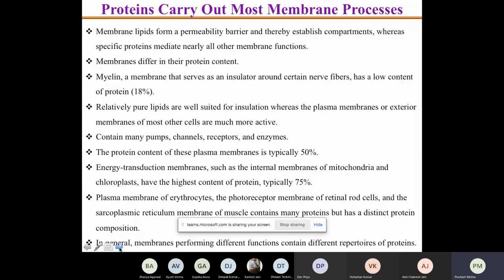So far we have talked about the structure and function of the lipid. Now let us talk about the function and the structure of the proteins. The membrane lipids form the permeability barrier, and thereby they establish a compartment, whereas specific proteins mediate nearly all the membrane functions. So most of the membrane function is performed by the proteins. They are the actors.